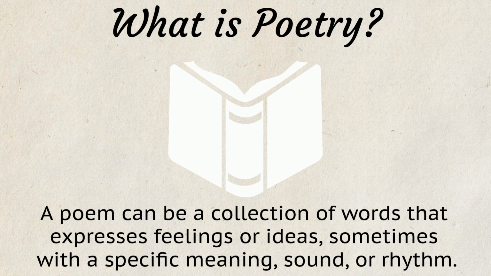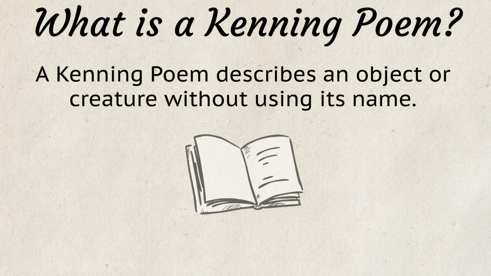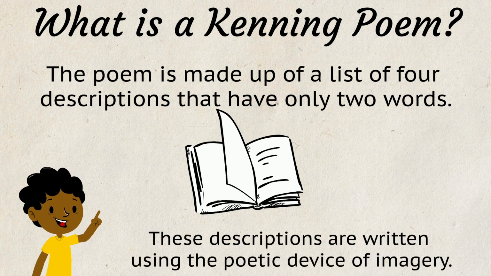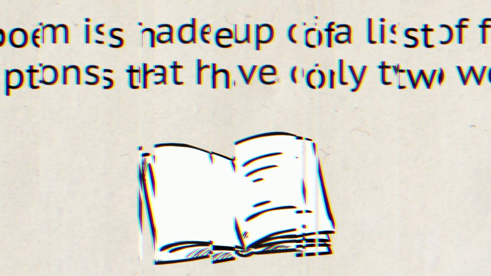A poem can be a collection of words that expresses feelings or ideas, sometimes with a specific meaning, sound, or rhythm. A kenning poem describes an object or creature without using its name. The poem is made up of a list of 4 descriptions that have only 2 words. These descriptions are written using the poetic device of imagery.